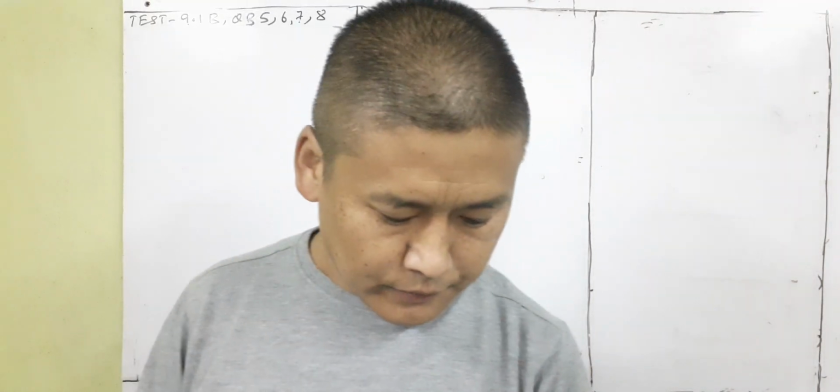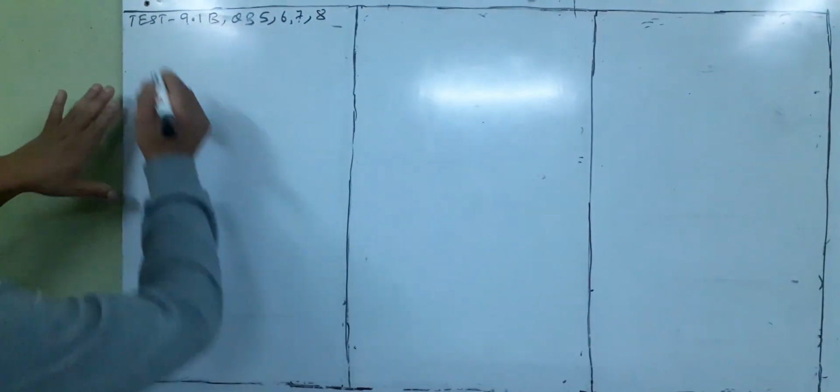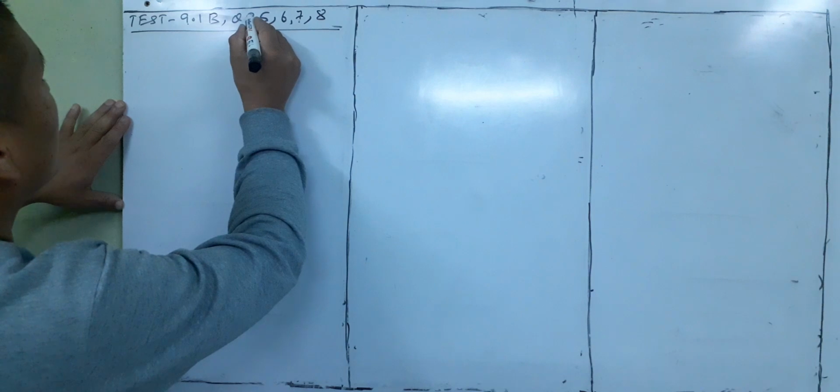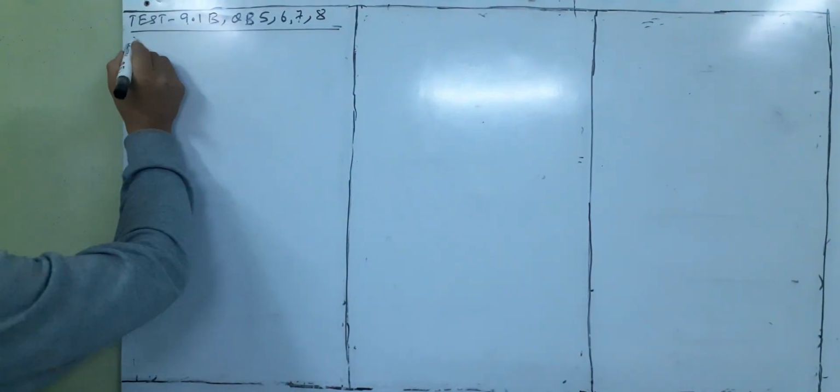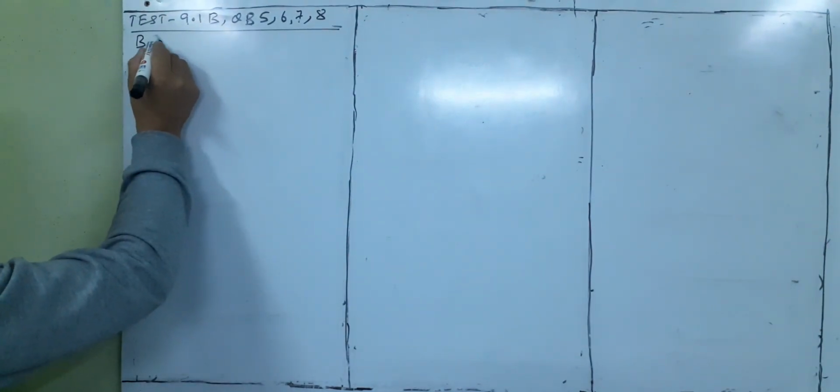Okay, so today let us start with the next test portion, that is test 9.1B. This includes these questions: B4, B5, 6, 7, 8. Okay, let us start with B5.